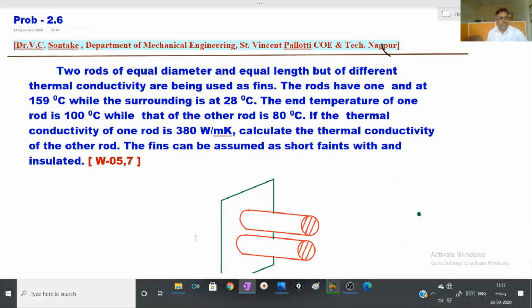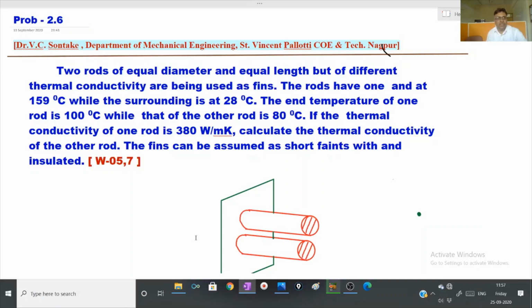Problem 2.6. Two rods of equal diameter and equal length but of different thermal conductivity are being used as fins. The rods have one end at 159 degrees Celsius while the surrounding is at 28 degrees Celsius. The end temperature of one rod is 100 degrees Celsius while that of the other rod is 80 degrees Celsius.